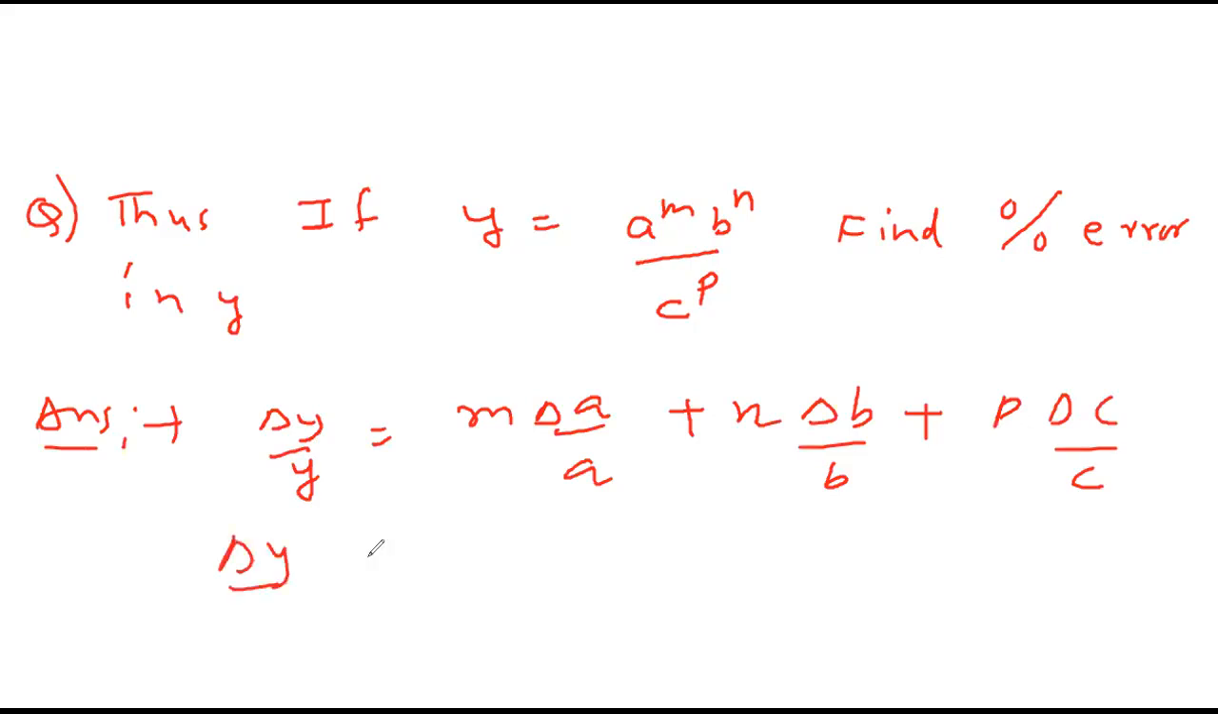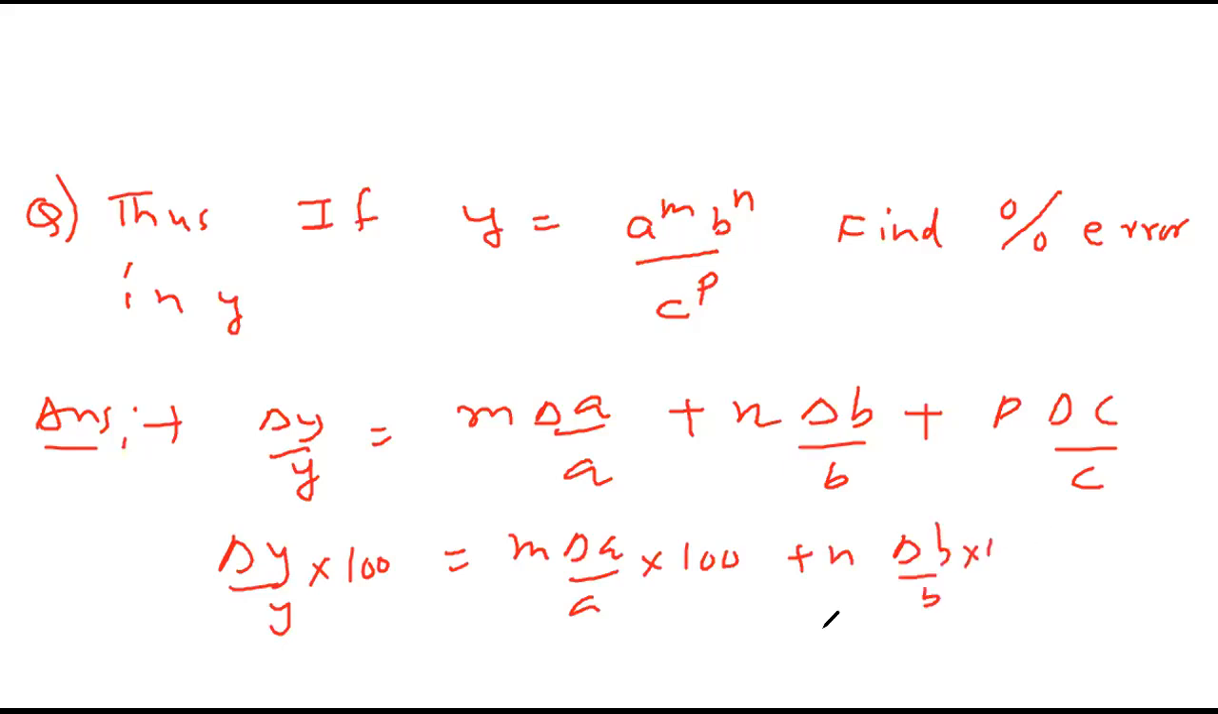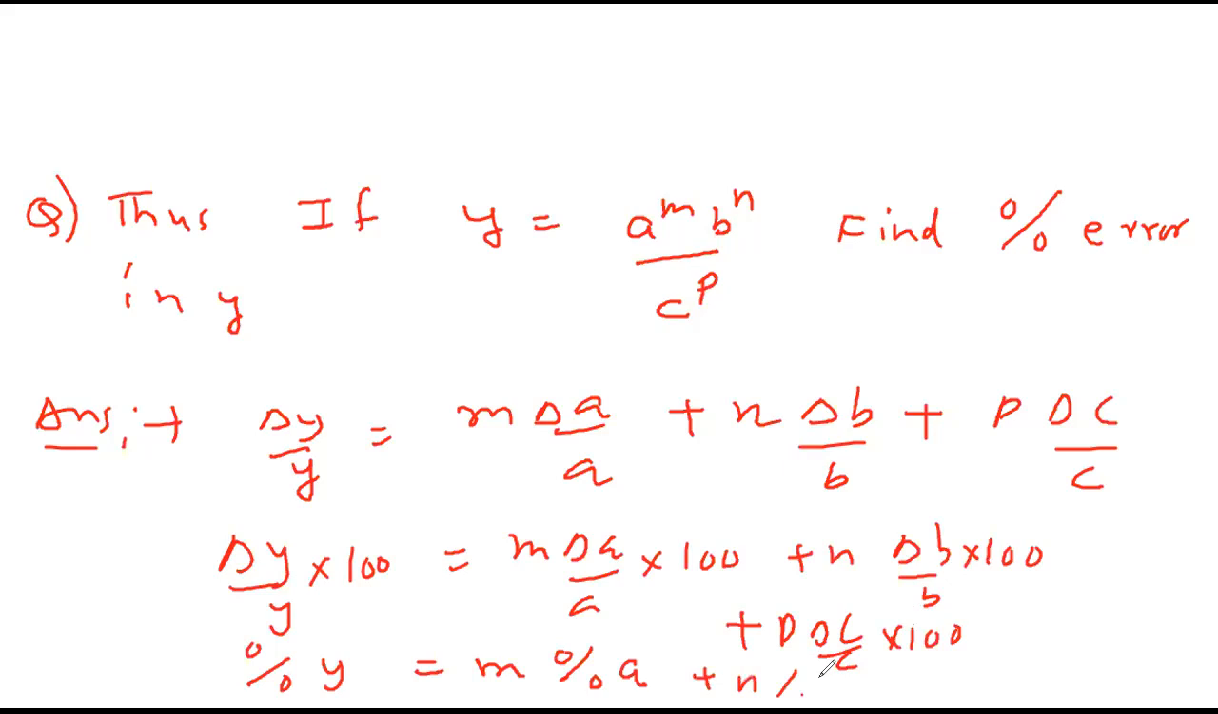So for percentage, you multiply throughout by 100. I'm multiplying throughout by 100. Throughout means each term by 100. This means percentage error in y is m times percentage error in a. That means power has become multiplier. Plus n times percentage error in b plus p times percentage error in c. This one everybody has followed?